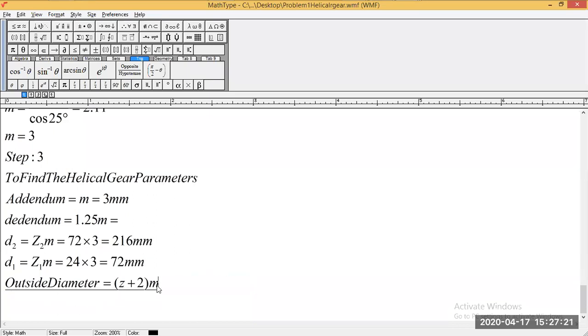Outside diameter is 72 plus 2 into 3. So that's it for step 3. Only the key dimensions are required. Sometimes they may ask some dimensions in particular, but this will be in general.